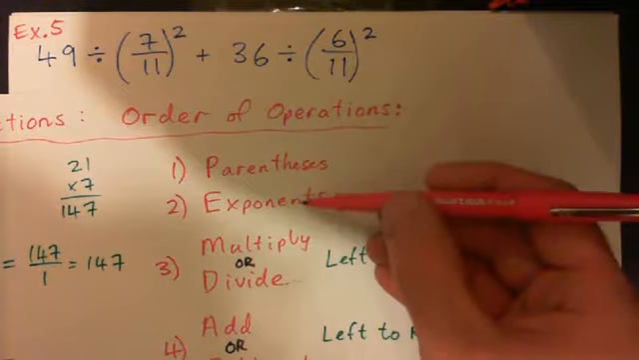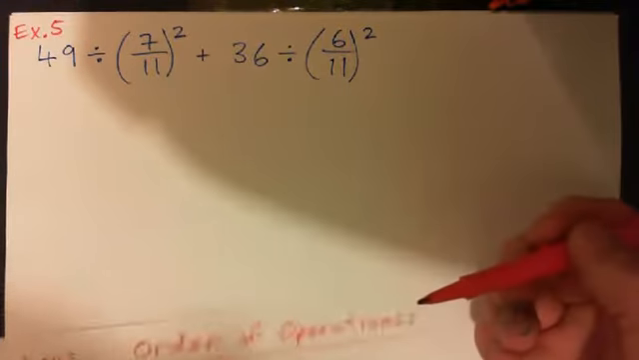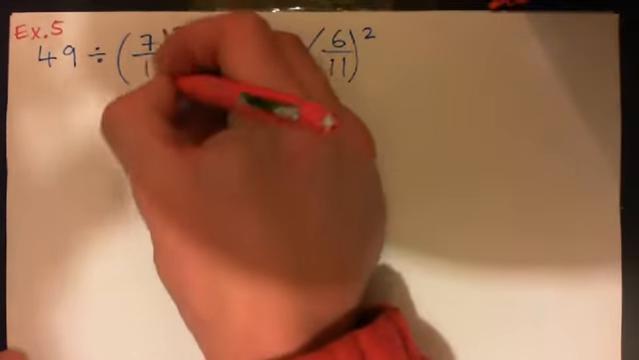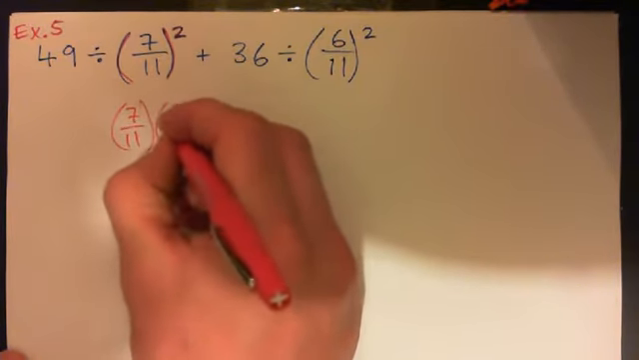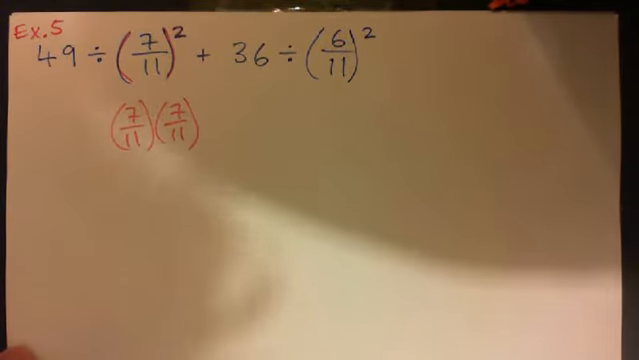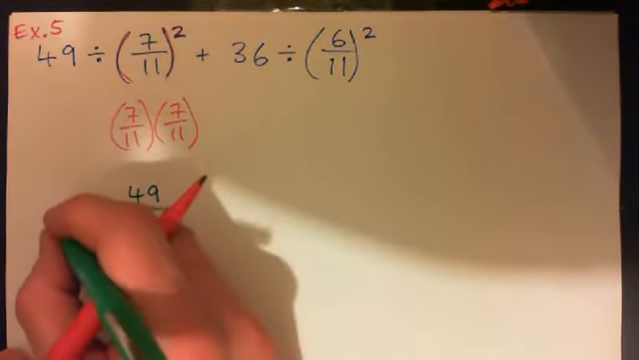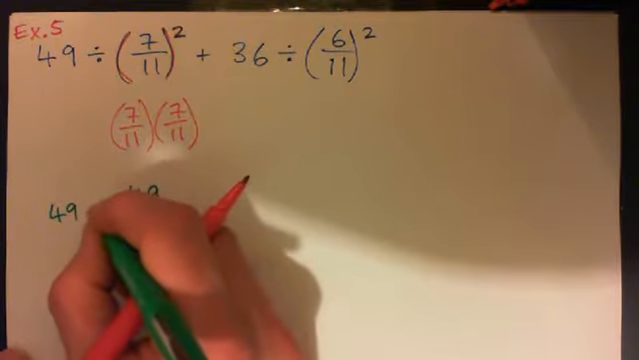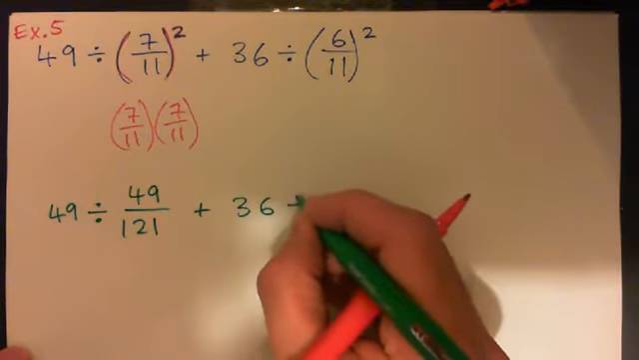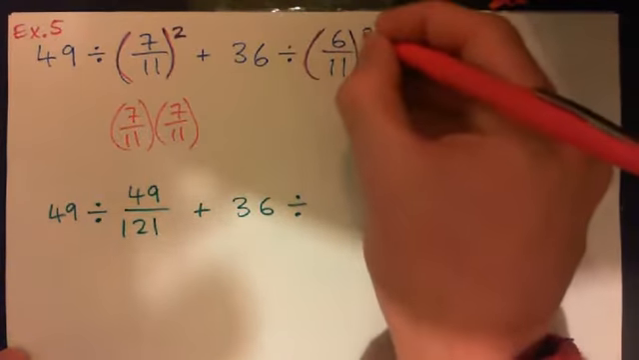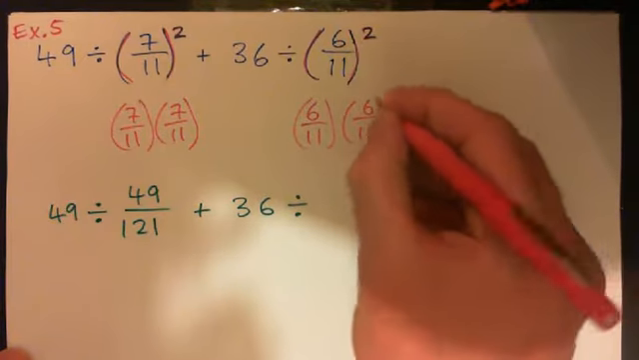So, exponents, right? And then we do dividing and then we add because of the order of operations. Okay? So, we'll do exponents first. So, that guy has to be squared. So, let's do that. 7 over 11 times 7 over 11, which gives me 7 times 7, 49, 11 times 11, 121. And so I have 49 divided by that, and then plus 36 divided by, and I'm going to do the exponent on the 6/11s here. 6/11 squared is 6 over 11 times 6 over 11. What does that give me?